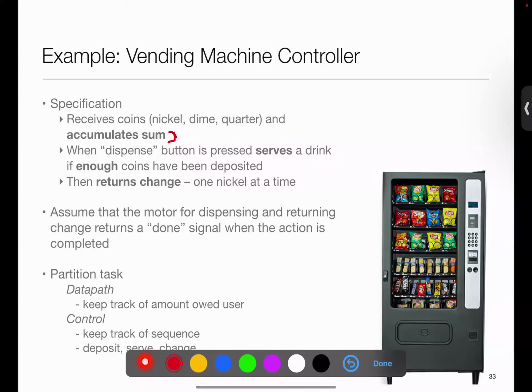If you ponder over this, clearly I need a data path because I need to do all this coin arithmetic, right? How many coins have been deposited? What's the price of the object? How much money do I have to dispense? And then I will need some sort of control machine, a control FSM, which will orchestrate all this: when to tell the motor mechanism, when to tell the coin disposal mechanism, and so on and so forth. It's the part which interacts with the physical world signals that this machine is seeing.